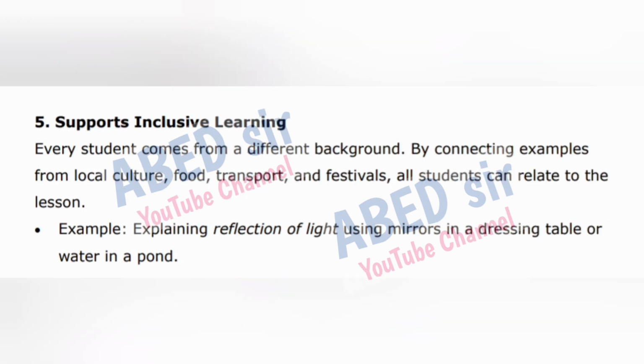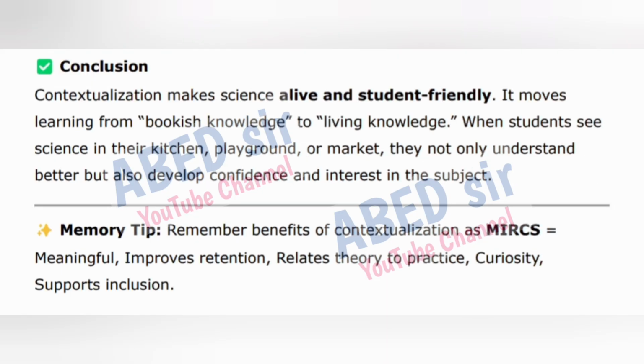5. Supports inclusive learning. Every student comes from a different background. By connecting examples from local culture, food, transport, and festivals, all students can relate to the lesson. Example, explaining reflection of light using mirrors in a dressing table or water in a pond.